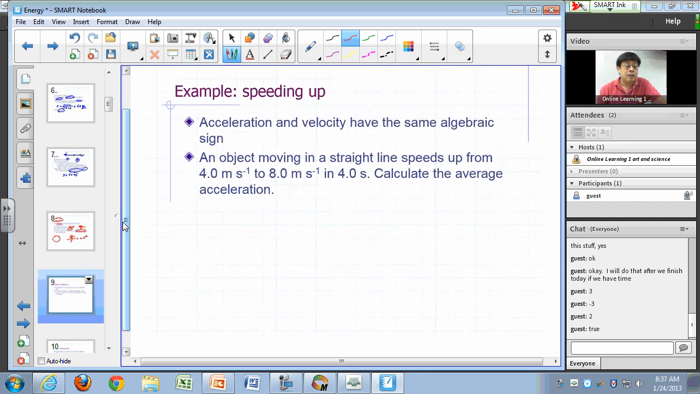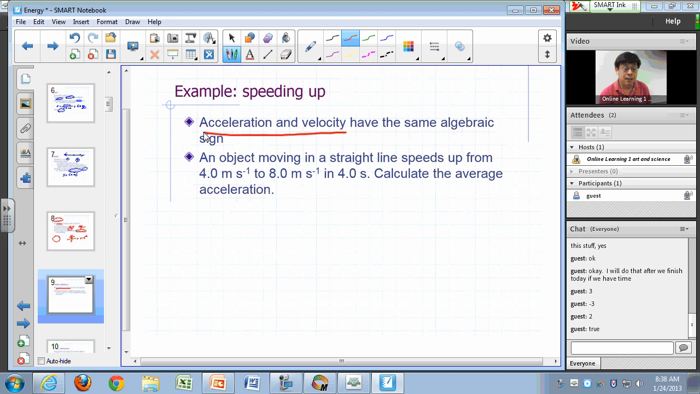All right. So let's look at some examples of acceleration. Acceleration and velocity have the same algebraic sign. So if you take one particular direction as positive, and if you're speeding up in that direction, you'll find that your acceleration and velocity will have the same algebraic sign.